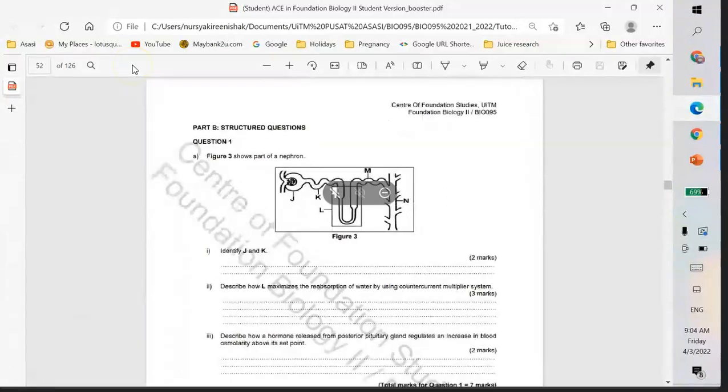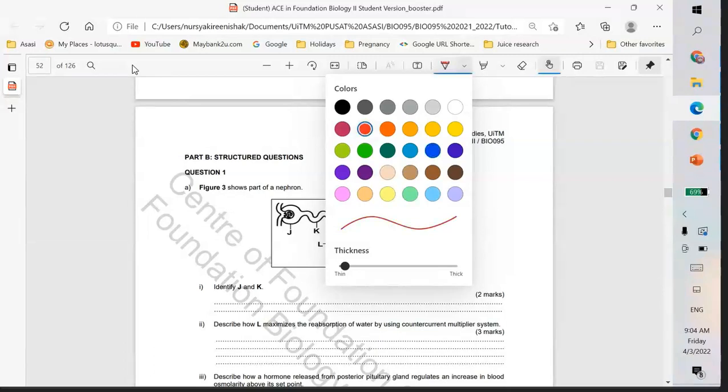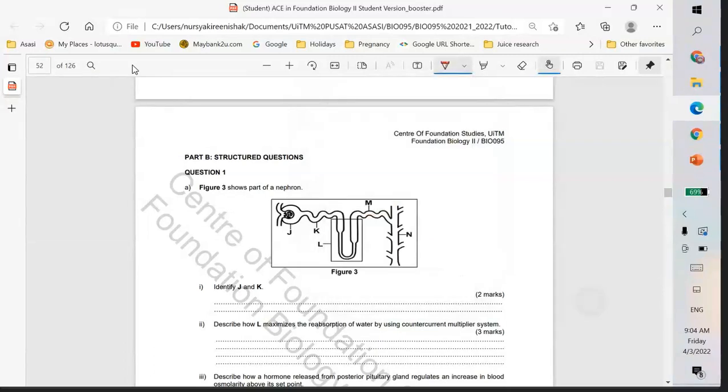Okay, so we are going to discuss for part B, chapter 3 on homeostasis. So we are going to look at question number 1 first. Okay, so for question number 1, it says here, figure 3 shows part of a nephron. Okay, so can the first person, Zur Atika, please answer question number 1?